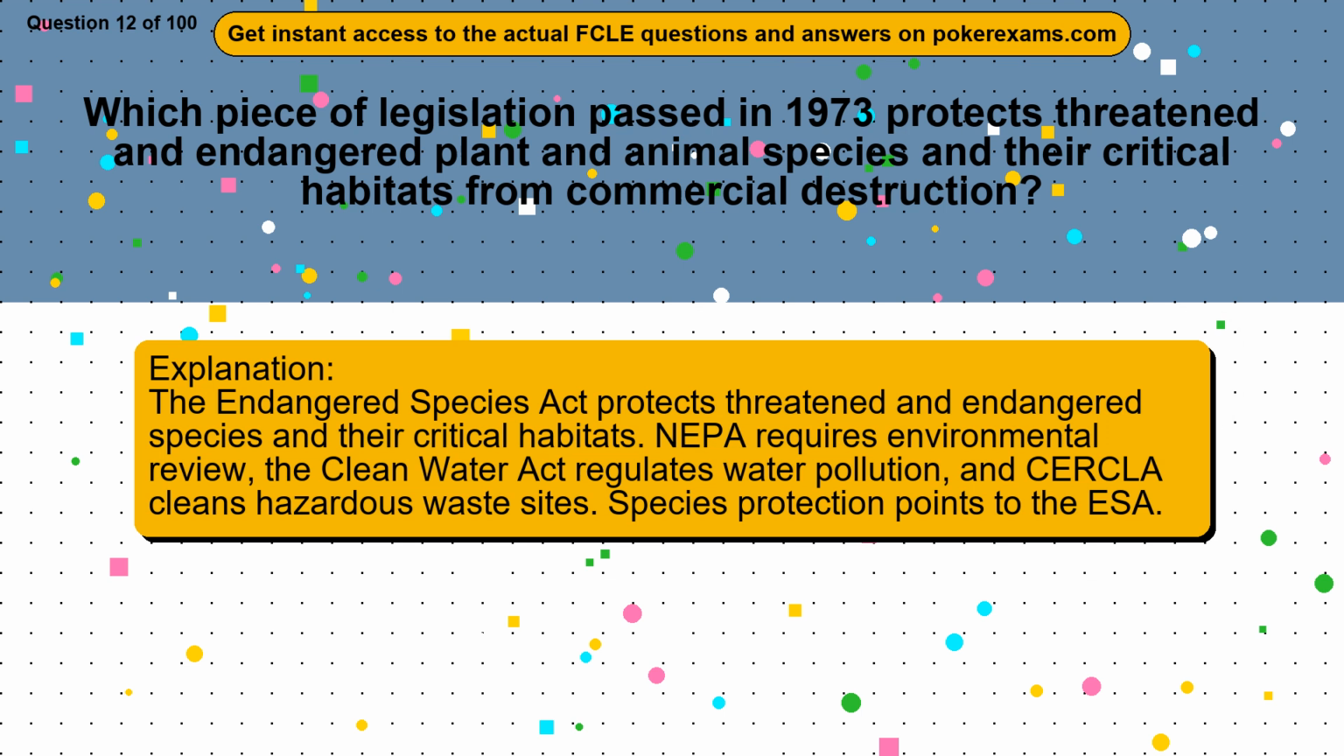The Endangered Species Act protects threatened and endangered species and their critical habitats. NEPA requires environmental review, the Clean Water Act regulates water pollution, and CERCLA cleans hazardous waste sites. Species protection points to the ESA.